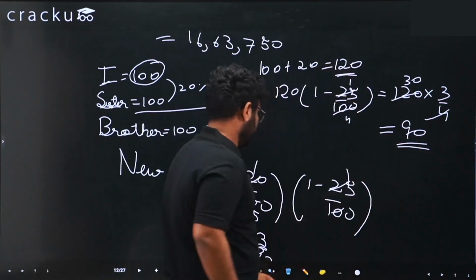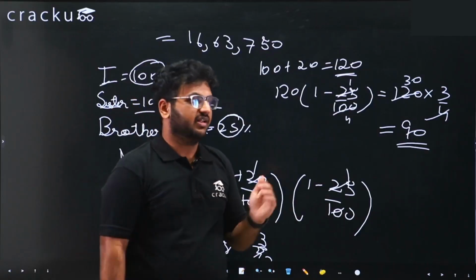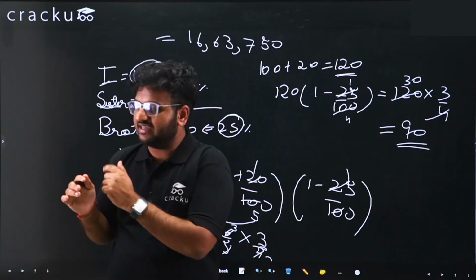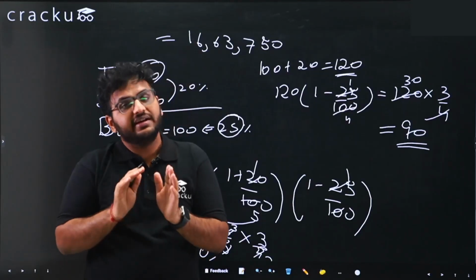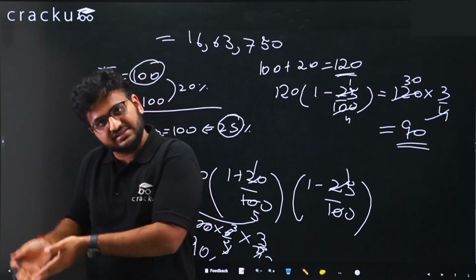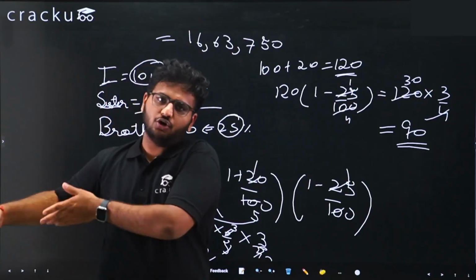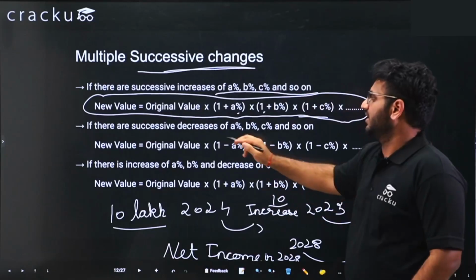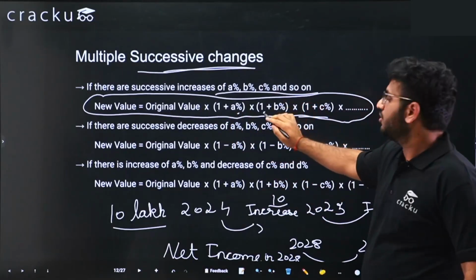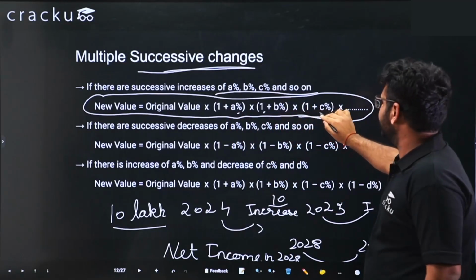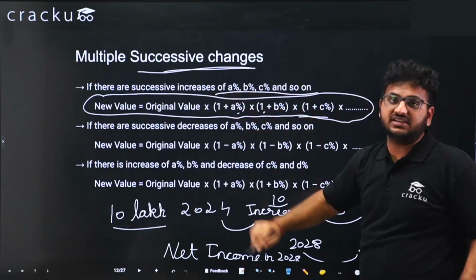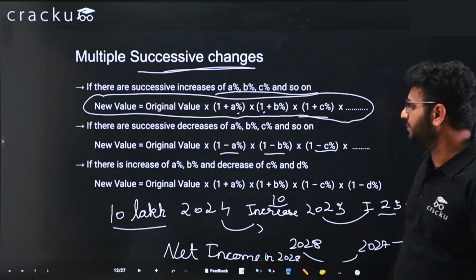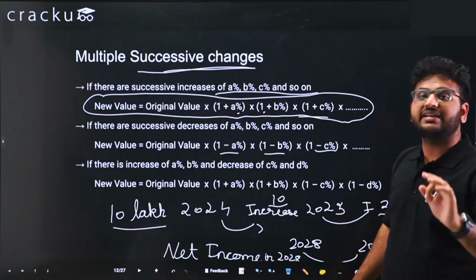So either way, we got this formula. So always remember that new value is equal to old value into 1 plus, if it's increased, 1 plus increased by 100, into, if it is decreased, 1 minus decreased by 100, and so on for all the percentage successive change. So remember these formulas. New value equals original value into 1 plus a percent into 1 plus b percent into 1 plus c percent, as this is successive increase. And successive decrease would be what? 1 minus a, 1 minus b, 1 minus c. Decrease always takes minus and increase takes plus.